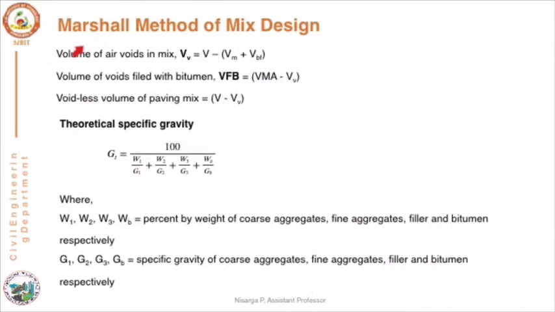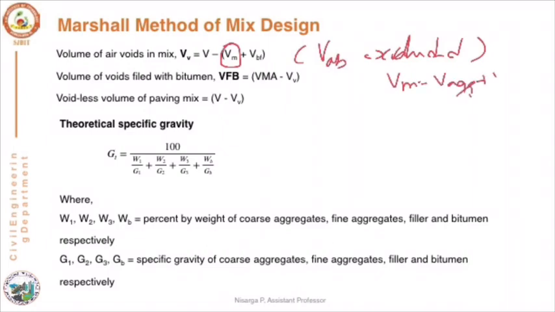So using that we can find out the volume of air voids. Volume of air voids Vv will be equal to total volume minus the volume of aggregates plus the volume of Vbf. That is nothing but the bitumen filled in the voids of the mineral aggregates. So you have to observe that the absorbed bitumen is excluded. So why did we exclude that? Because the absorbed bitumen will be within this. The Vm will be both the volume of aggregates plus the volume of absorbed bitumen. That's why we are excluding.